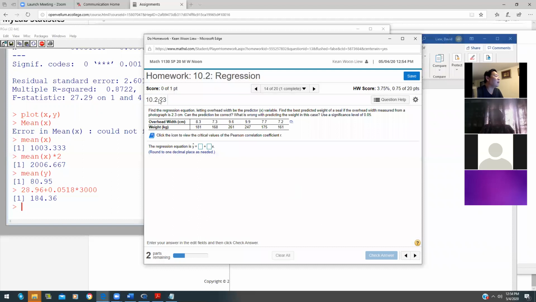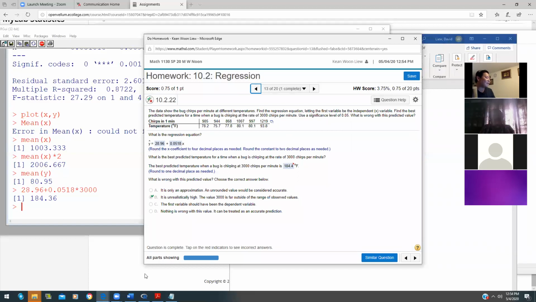Usually in the test, I won't ask you that number, 184.4. I will give you 81. In the test, I will ask you what is the best predicted value for this case, and your answer should be 81. I don't know why this answer gives you 184.4. So please ignore it, we don't do questions like this in your test. If you give me 184.4, I will mark you wrong. You won't get full points. Your correct answer should be 81.